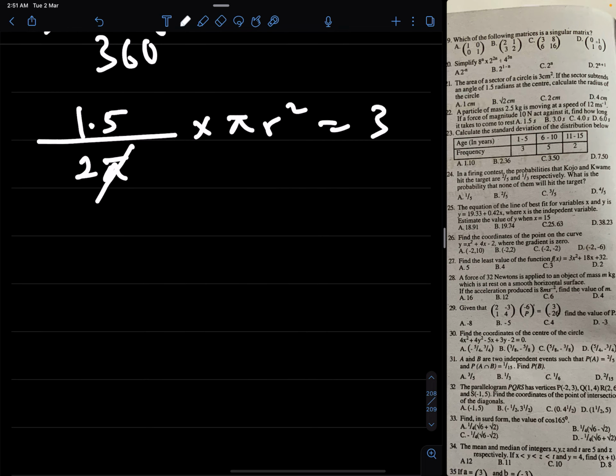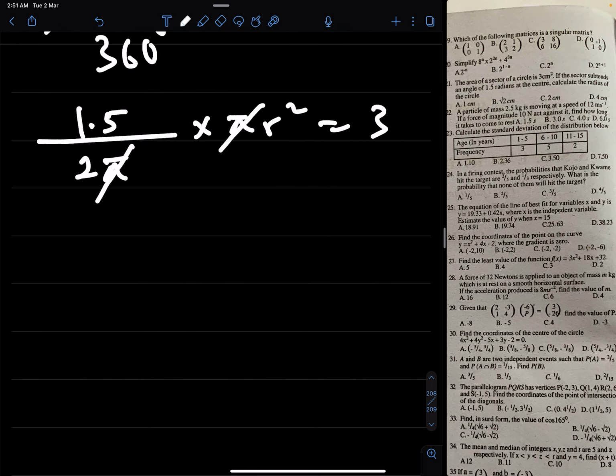So that means pi cancels pi, and we have 1.5 r squared over 2 equals 3, and that means r squared equals 2 times 3 over 1.5, and that of course is 6 divided by 1.5, which is 4. So that means r equals square root of 4, which is 2 centimeters. And we go straight to the next, and that's number 22. I'm not skipping any number.